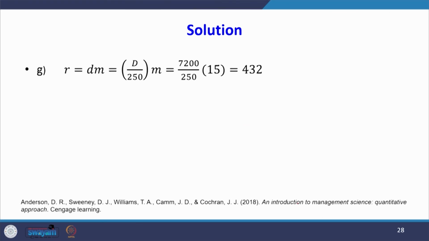Next we are going to find the reorder point. Reorder point is per day demand multiplied by lead time. Per day demand is 7200 upon 250. Lead time is 15 days. So, when you multiply we will get 4032.